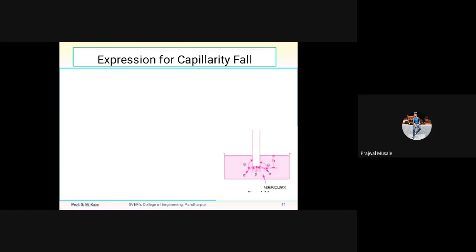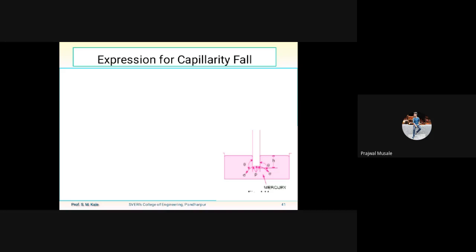But if you take the example of mercury, and in one container you take the mercury, and inside the mercury you dip the capillary tube vertically, then you will observe that the mercury level goes on decreasing as compared to the surrounding level of that mercury, because of immersing that capillary tube. So why is there a fall of mercury inside a capillary tube?